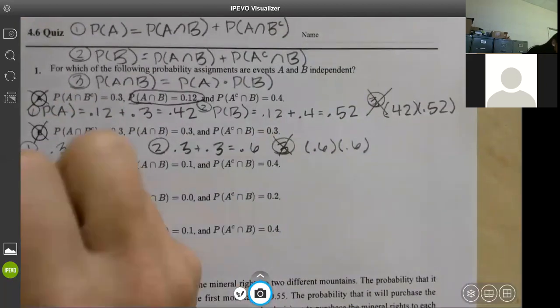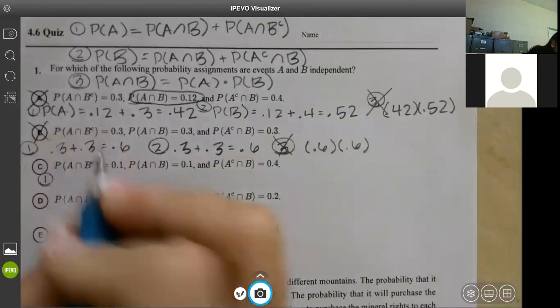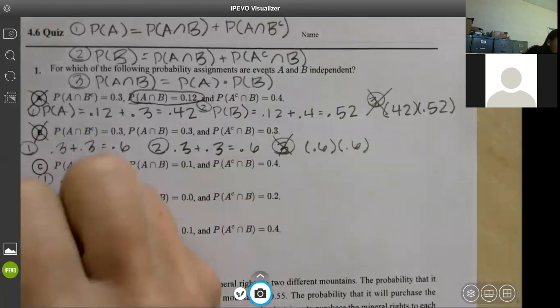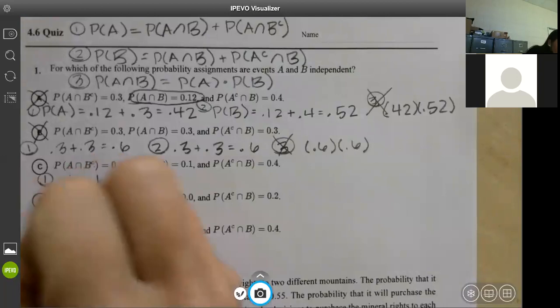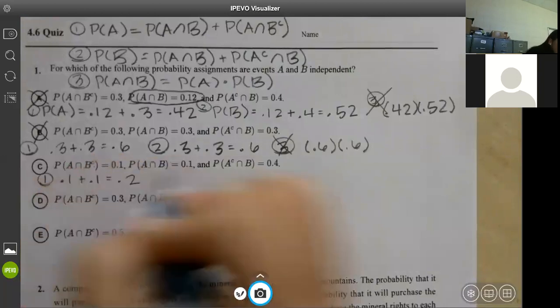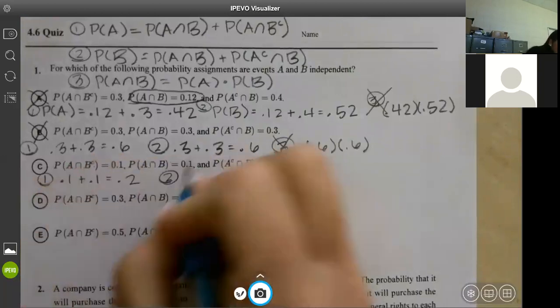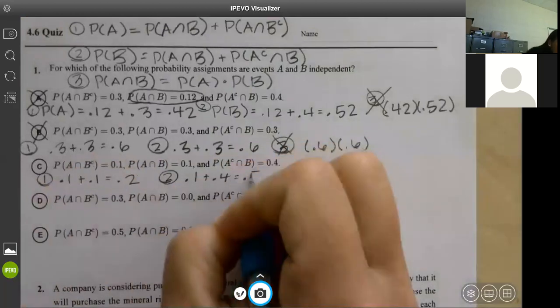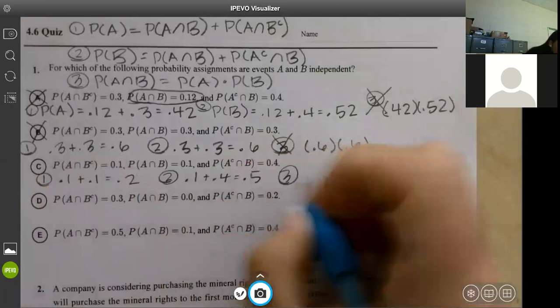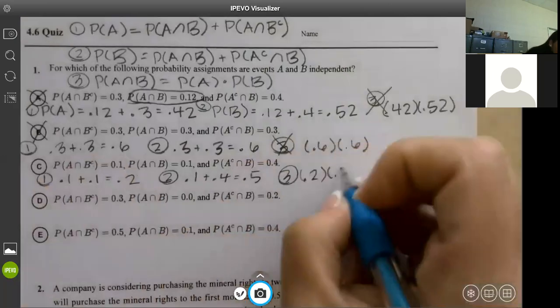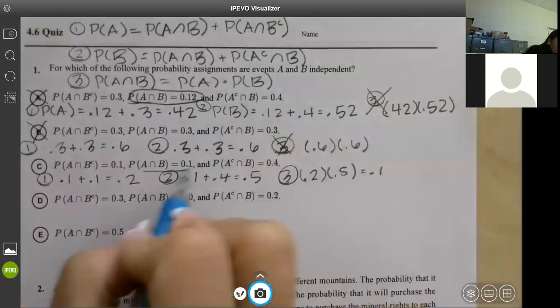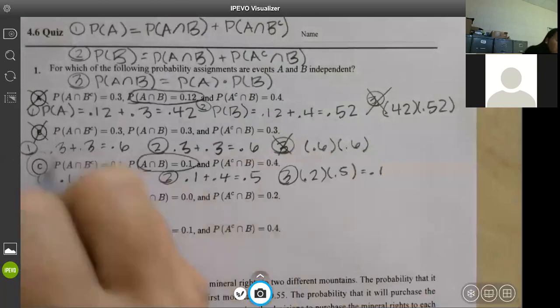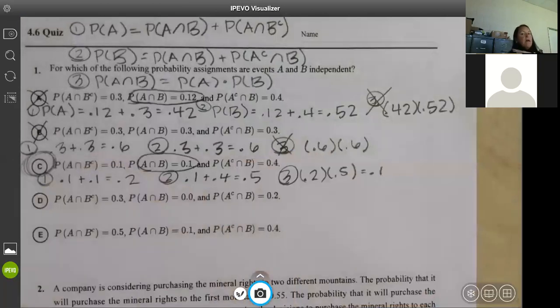When you look at C, A and B is 0.1, plus A and not B is 0.1, which gives you 0.2. The next one is 0.1 plus 0.4, which gives you 0.5. When you multiply 0.2 times 0.5, you get 0.1, which matches this. So C should have been your answer. I can go through the rest of them, but I feel like you can do that by yourself now.